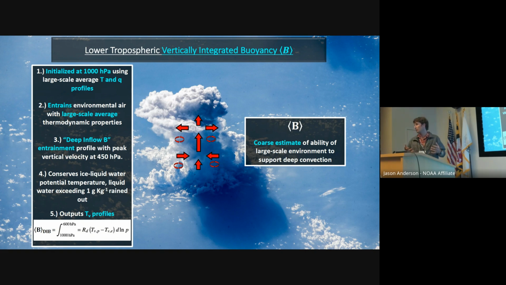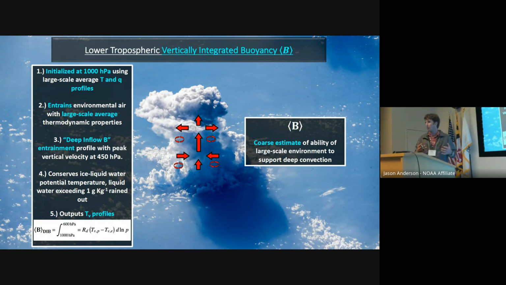And in this case, we've used what's known as a deep inflow B entrainment profile. And that just means that the plume is going to mix with its surrounding environment over a deep layer of the lower troposphere. And then what the plume model outputs here are virtual temperature estimates of the plume, which can be compared to the virtual temperature of the environment. The difference between those two is a measure of buoyancy, which we're going to integrate in the vertical. So the way to think about this is really just as a coarse estimate of the ability of the large-scale environment to support deep convection, but one that takes into consideration the vertical structure, vertical stratification of moisture and temperature.